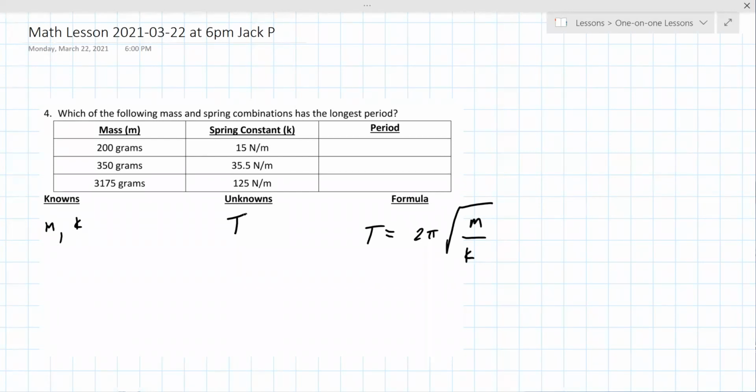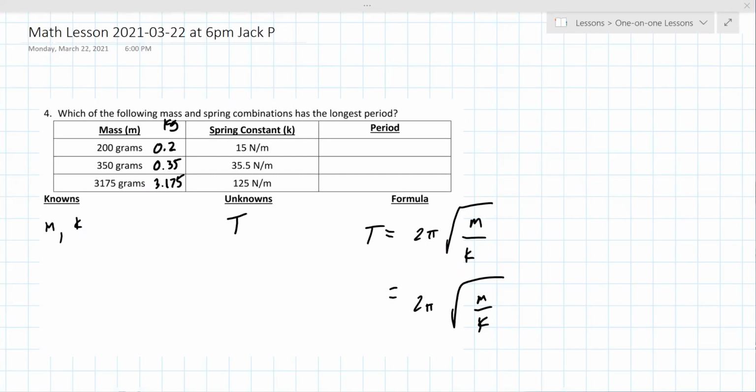So you're basically going to repeat this for each one with your mass. For example, the first one is in the wrong units. It should be in kilograms. So it's 0.2 kilograms, this is 0.35 kilograms, and this is 3.175 kilograms. So we're going to use those values, and your k is in the right one here. So just get this into your calculator. There are 3 different calculations there.